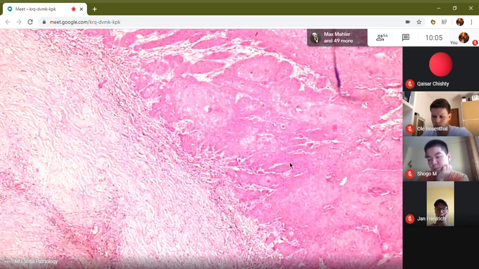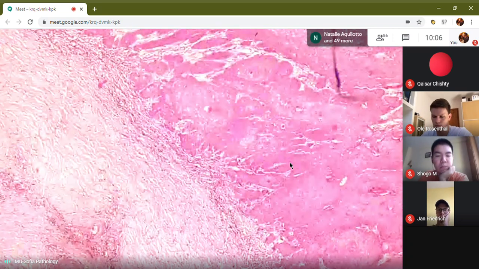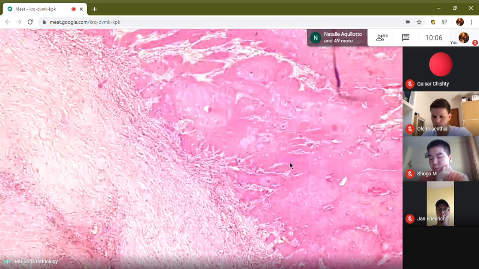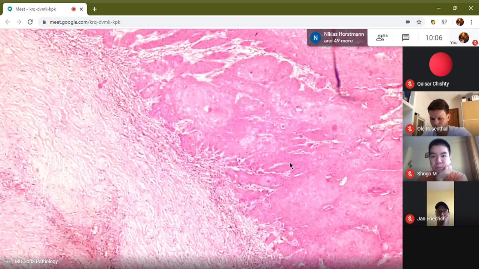Okay. So we'll start with the first slide, which is called carcinoma planocellulare keratodes in your schedule, or this is the squamous cell carcinoma.